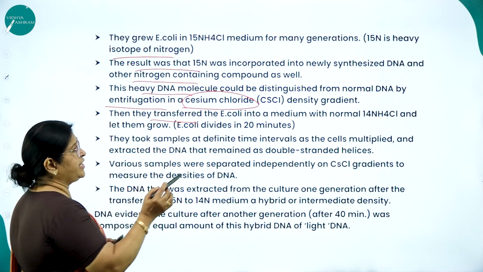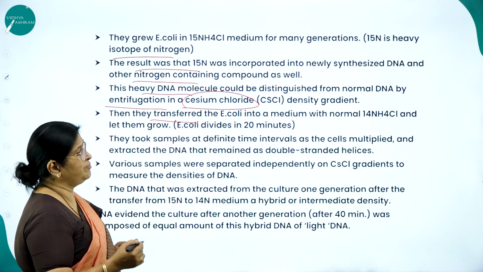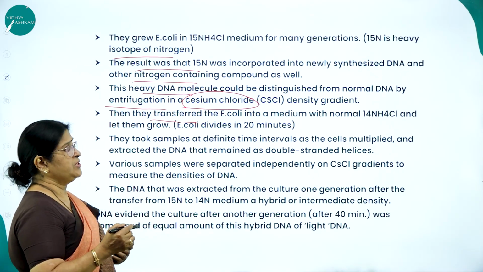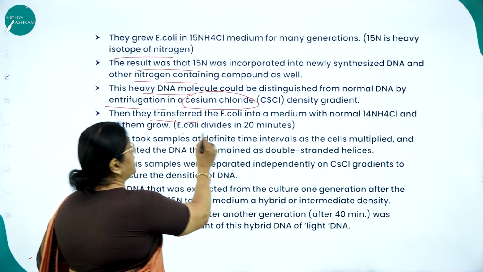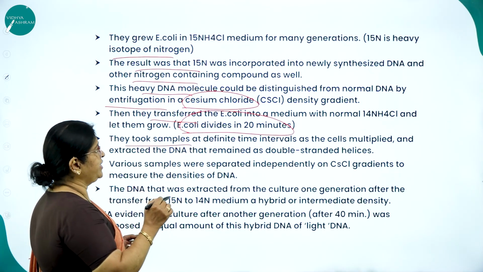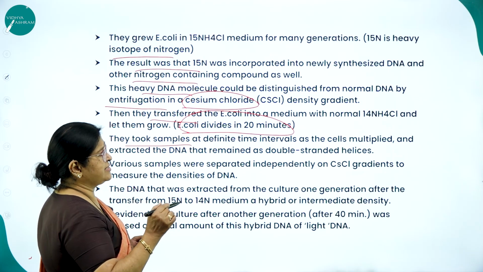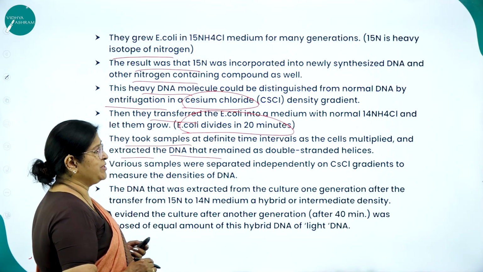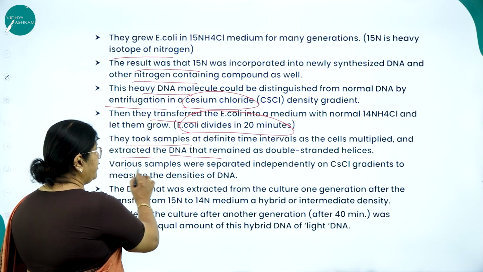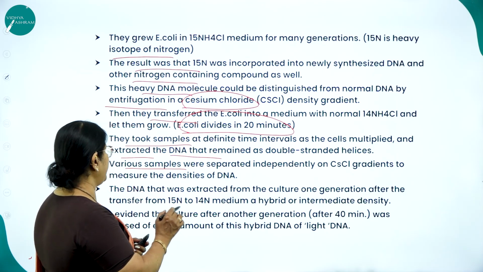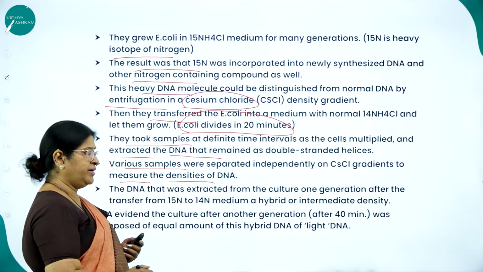Then they transferred the E. coli into a medium with normal, that is 14NH4Cl, and let them grow. So here what happens, E. coli divides in 20 minutes. They took samples at definite time intervals as the cells multiplied, and extracted the DNA that remained as double-stranded helices. Various samples were separated independently on cesium chloride gradients to measure the densities of DNA.